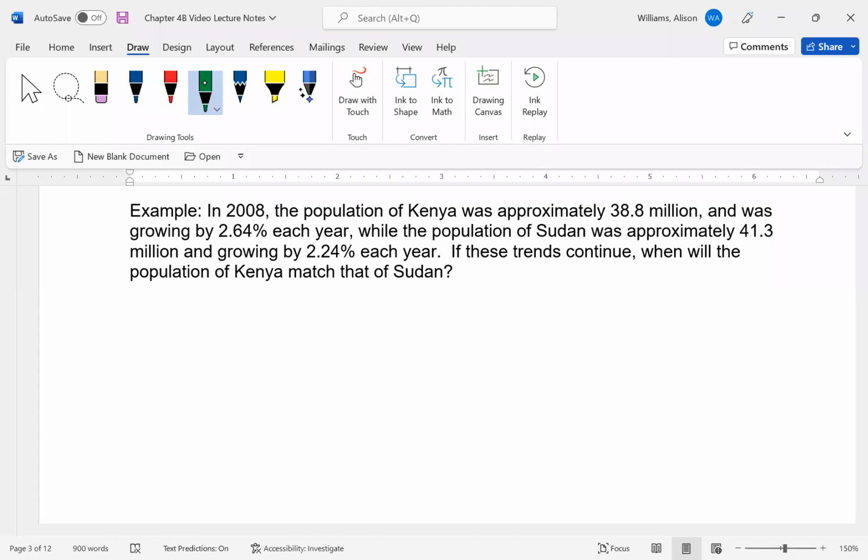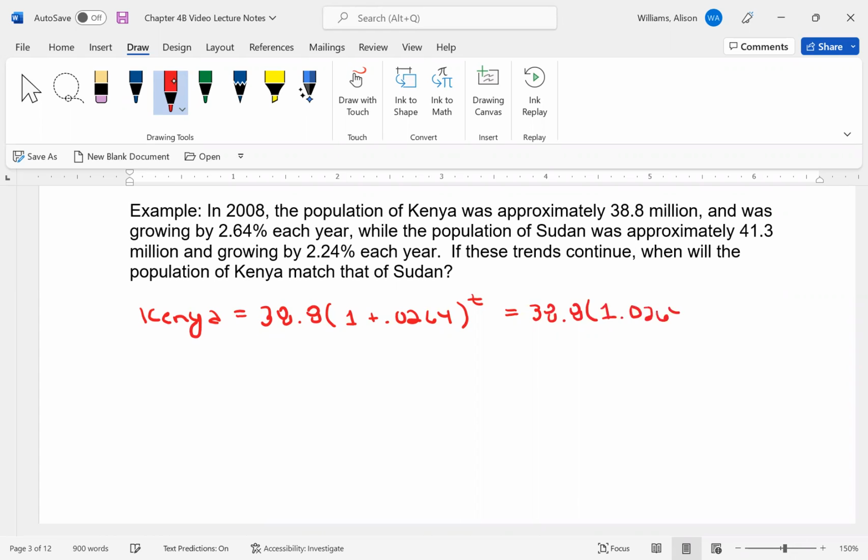Okay, so since we're talking about population growth, we're going to kind of pull back to when we did the growth equations, and we're going to do exponential equations for both of these. So let's look at Kenya's. So Kenya's equation is going to be, so our initial value is 38.8, and then we have a growth rate of 0.0264, and that'll be raised to the t. So 38.8 times 1.0264 to the t. That's the equation that represents Kenya's growth rate.